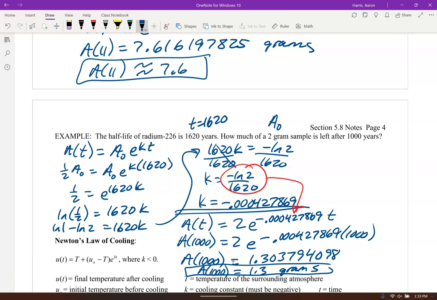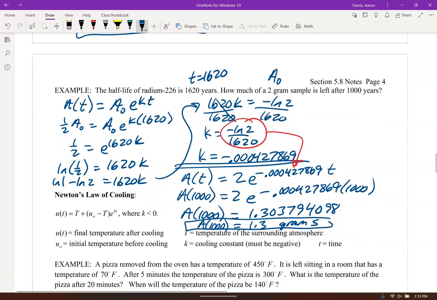Remember, it takes 1,620 years to have half the amount, right? We started with 2 grams. After 1,620 years, I'd have 1 gram, right? So after 1,000, I'm not going to be down to 1, right? I'll be at 1.3, it looks like.